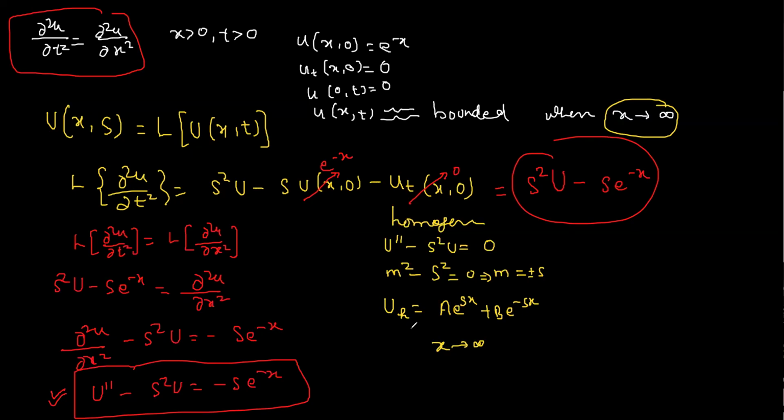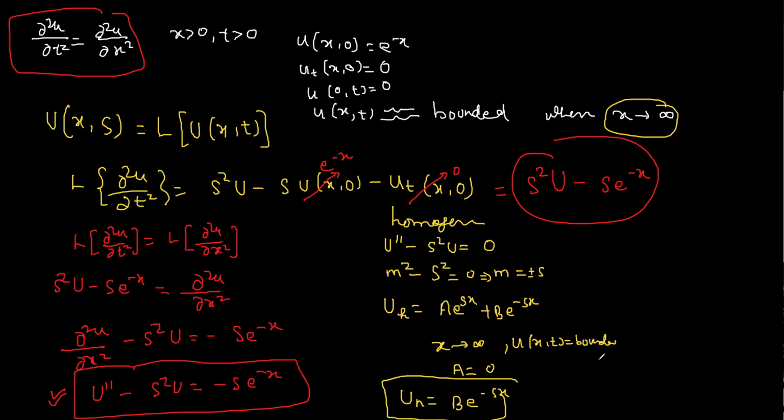U is bounded. U is bounded means this part becomes 0. So A is equal to 0. So the homogeneous equation becomes, this is the homogeneous equation.